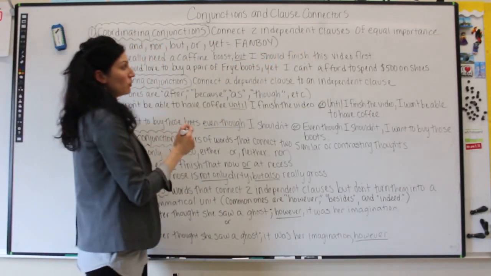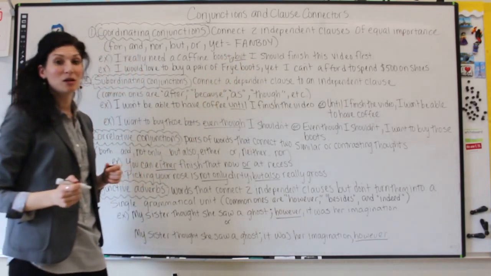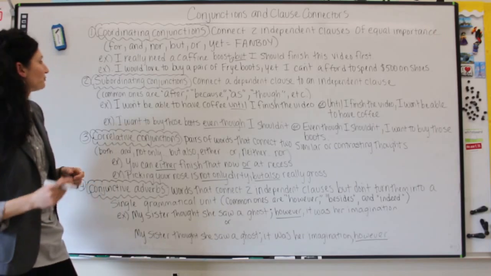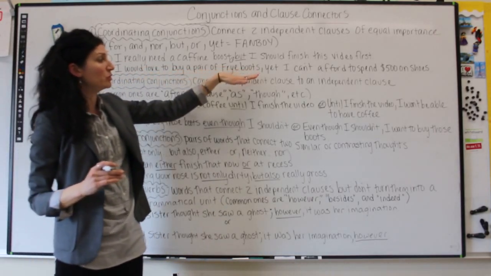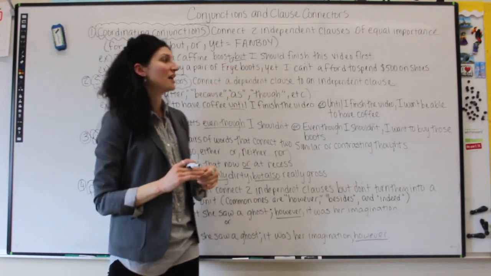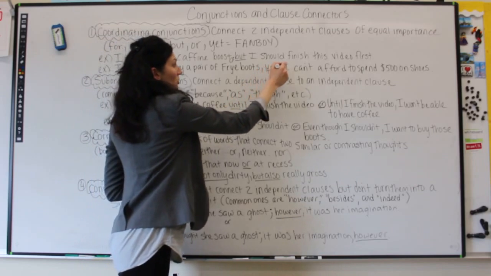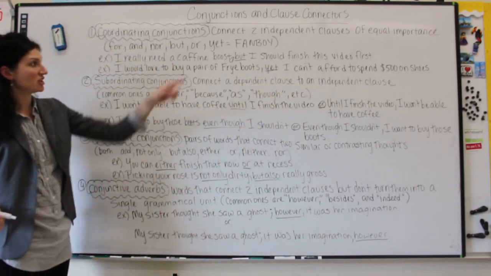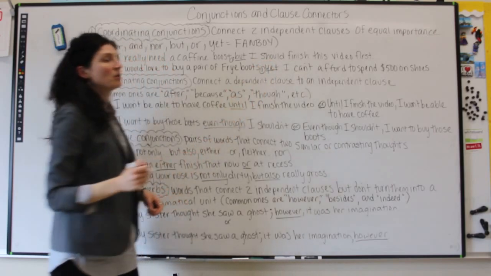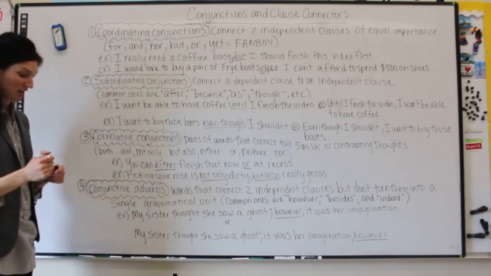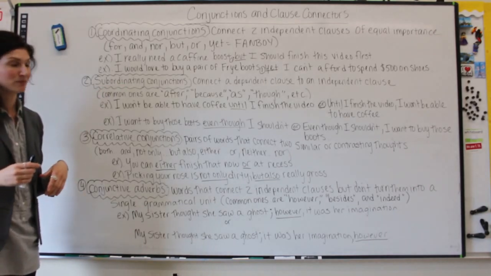Notice also, when we're connecting the 2 independent clauses, we're using a comma before the coordinating conjunction. In the next example, I would love to buy a pair of fry boots, comma, yet I can't afford to spend $500 on shoes. Once again, we're using another coordinating conjunction, yet, and you'll notice that the comma comes before the coordinating conjunction again. Now let's take a look at subordinating conjunctions.